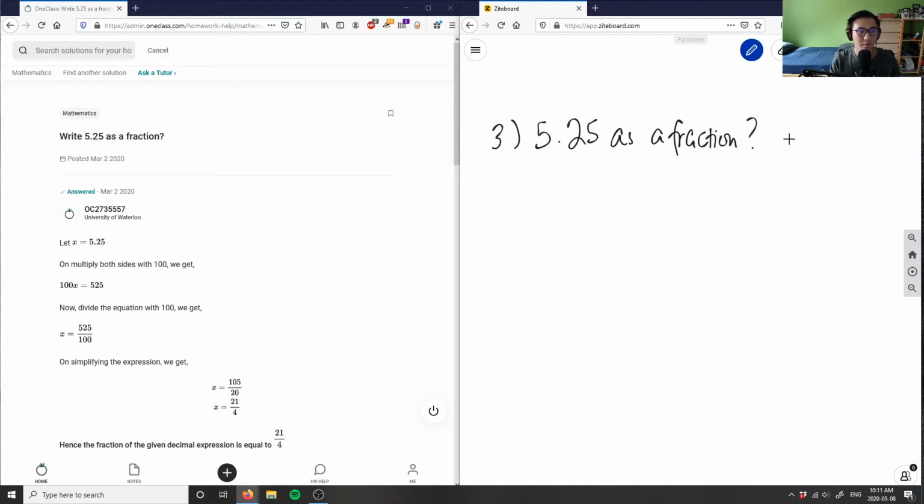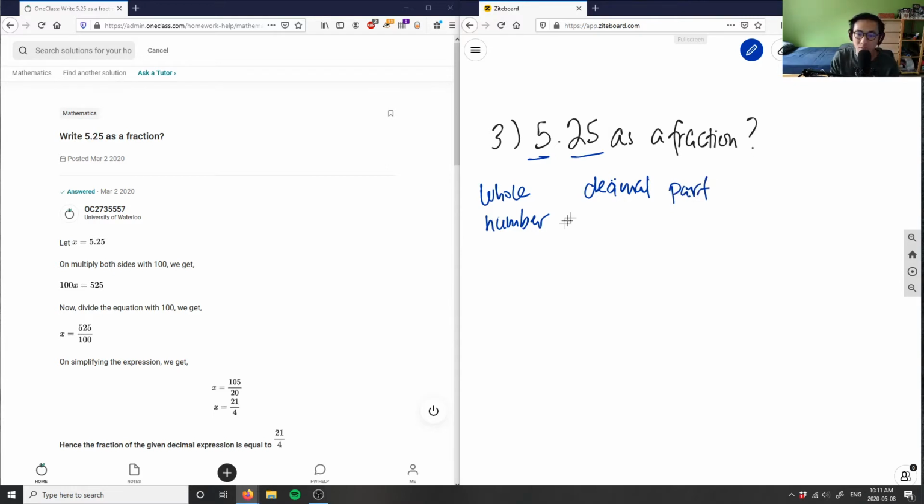Well, in this number, you can see I have two parts, right? I have this 5 here, which is the whole part. This 5 here is the whole number. And this 0.25 here would be the decimal part of the number. Whatever comes on the left of the decimal is a whole number. Whatever comes to the right of the decimal is obviously the decimal part, right?